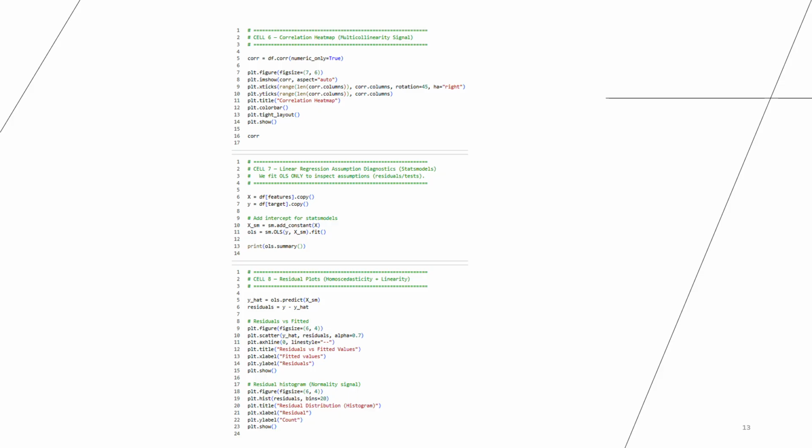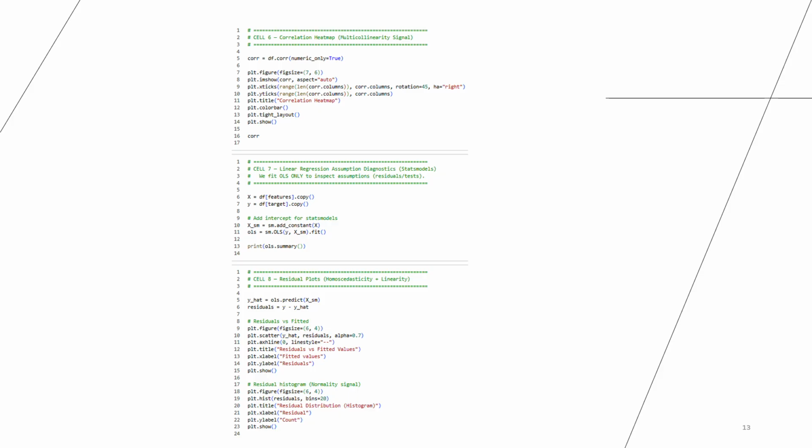Residuals represent the difference between the actual observed values and the values predicted by the model. In other words, they show us the prediction errors. First, we compute the predicted values from the regression model and then calculate the residuals by subtracting those predictions from the true target values. We then create a scatter plot of residuals versus fitted values. This plot helps us visually inspect two important regression assumptions: linearity and homoscedasticity.